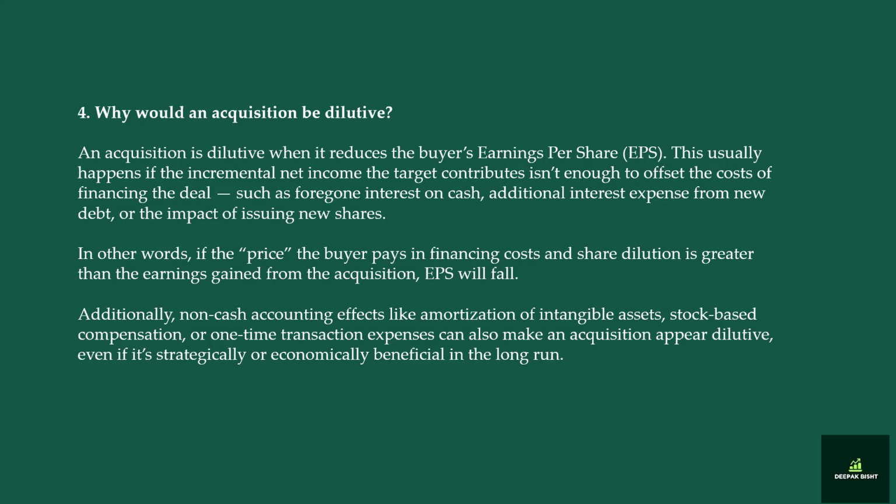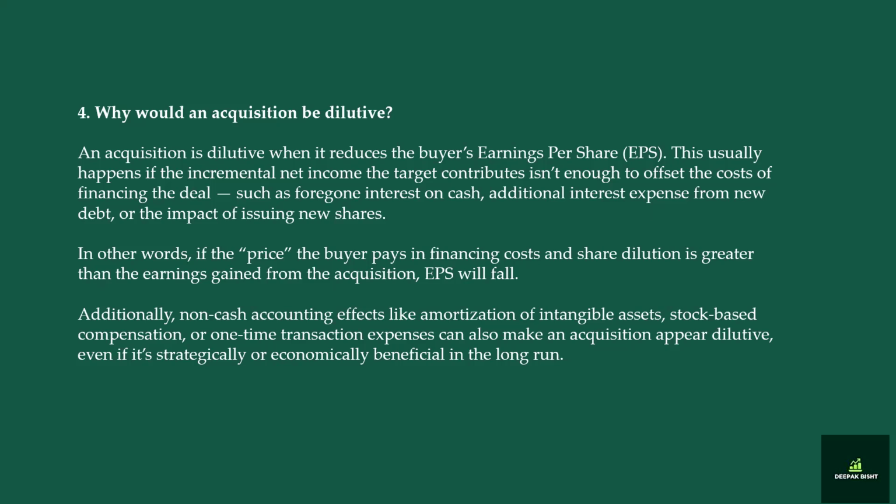These costs can include several factors, like foregone interest on cash. If the buyer uses cash to fund the acquisition, that cash is no longer earning interest, so the loss of this interest income reduces the net income contribution from the deal. Additional interest on debt or share issuance effects also matter. Along with those, accounting impacts could create EPS dilution: amortization of intangible assets, transaction-related costs, and stock-based compensation. Certain non-cash accounting items can further reduce reported earnings, making an acquisition dilutive.